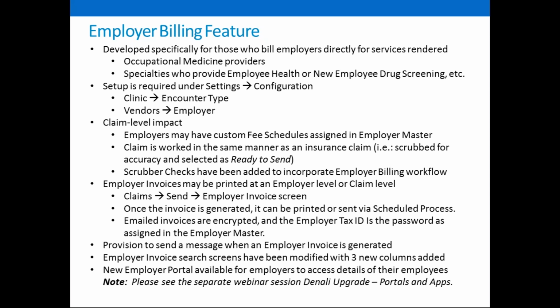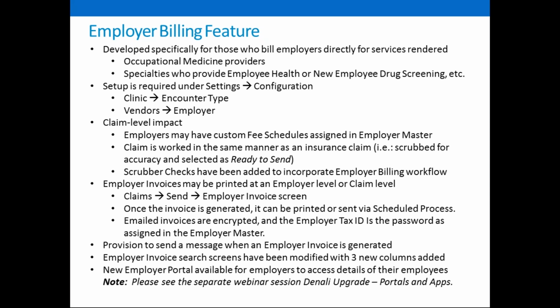The claim level impact is employers may have custom fee schedules, which would be defined at the employer level under the employer master. As a biller, you physically work the claim the same way you do an insurance claim, meaning there can be claim scrubber checks, you can look for all the accuracy, you still flag it as ready to send. So we've now incorporated scrubber checks at the employer level where previously they were excluded.